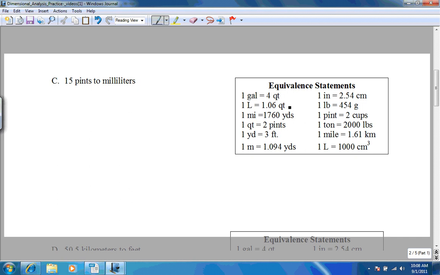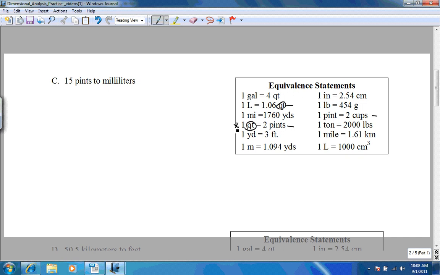Let's see if we can get the marker to work. We have pints here. We have liters there, so that could be helpful. We have pints here. We have pints here. Okay, so we have two different options for pints. But you'll notice that we have liters here, and it looks like that's the only place we have liters. So if we have quarts and quarts, that means that we can go from pints to quarts, and then quarts to liters, and then liters to milliliters. So that's the route I'm going to take.